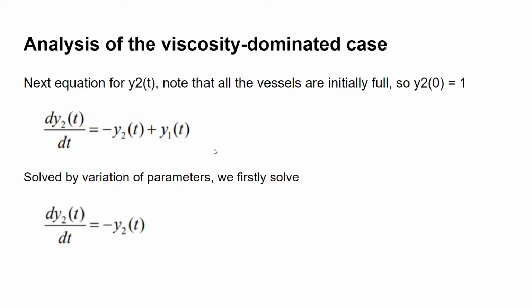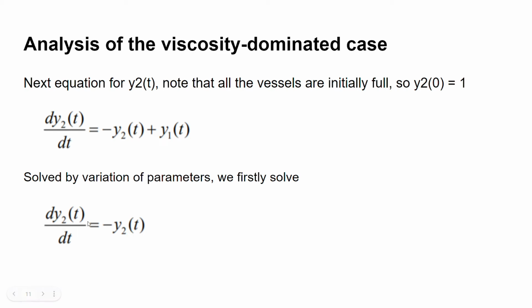When we solve the first vessel, we can now proceed to the second vessel, which is dy₂(t)/dt = -y₂(t) + y₁(t). This is the differential equation of the second vessel, and we can solve this differential equation by variation of parameters.